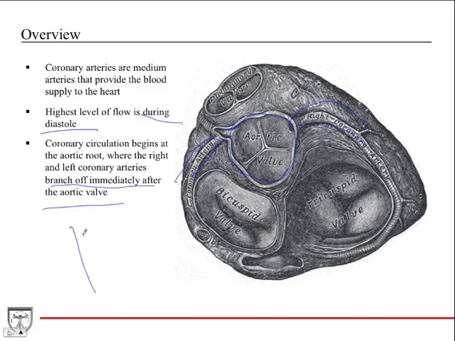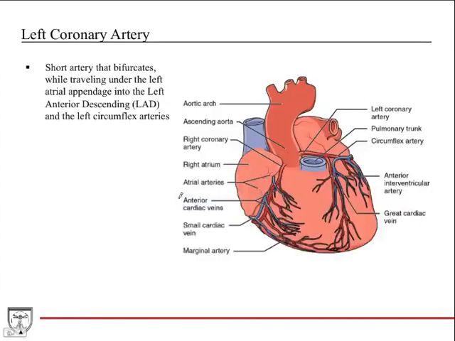If you look at a diagram here, a different view of it, you have your aortic valve like this. Just after that valve is when you're going to have the coronaries coming off like this. This is a great diagram of the coronary arteries. The left coronary artery is actually a pretty short artery. It bifurcates while traveling under the left atrial appendage, and in the cadaver lab, that's a great anatomical landmark to help you find this artery. Because it comes off the root and is very short, it immediately bifurcates into the LAD and then the left circumflex artery, which wraps around to the posterior aspect of the heart.